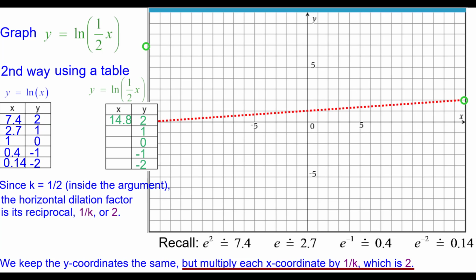So we'll plot 14.8, comma 2. Double the x coordinate here, 5.4, comma 1. Go ahead and finish these 3 points, plot them, press pause, and continue when you're ready. One times 2 is 2, 2 comma 0. 0.4 double to 0.8 comma negative 1. And 2 times 0.14, 0.28 comma negative 2.